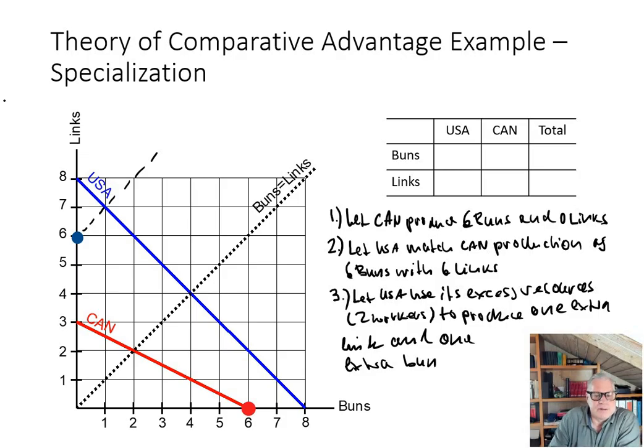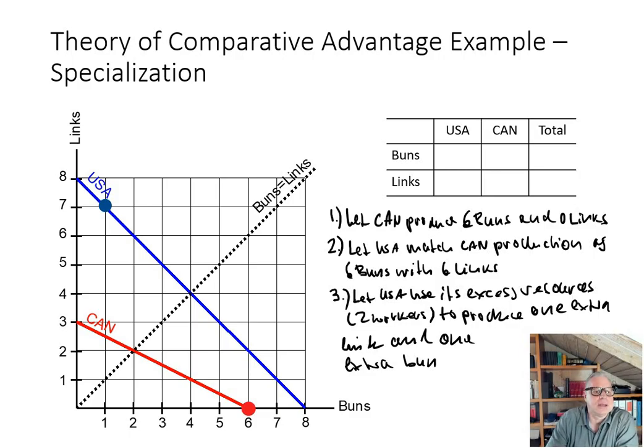So that means that the final optimum level of production for the United States will be here, not there. So I can erase that again. That was just step 2. Okay. So now this blue dot is where the United States should produce. And now you can see that we have 6 buns produced from Canada, plus another bun produced by the United States, and the United States produces 7 links. So in total we have now 7 buns and 7 links.